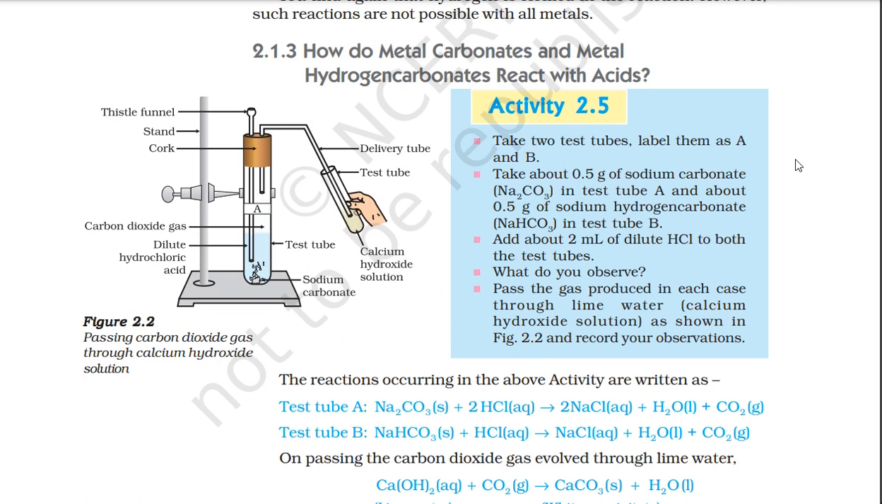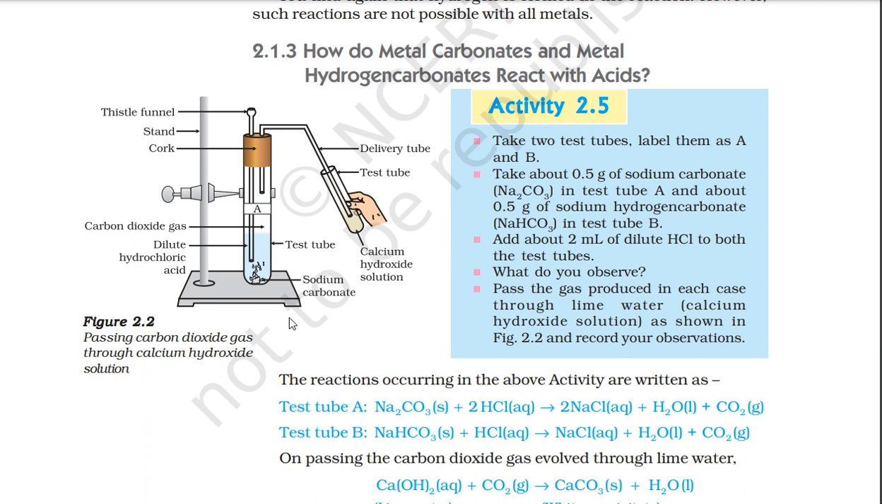What do you observe? Pass the gas produced in each case through lime water, calcium hydroxide solution, as shown in figure 2.2 and record the observation. Here we have to make the arrangement as shown in the figure.